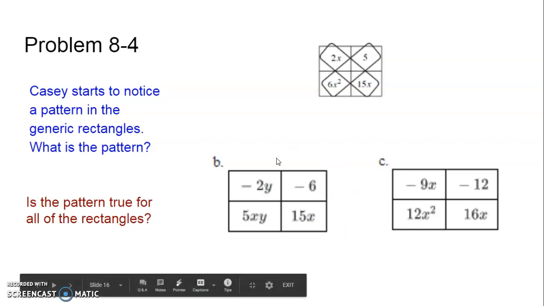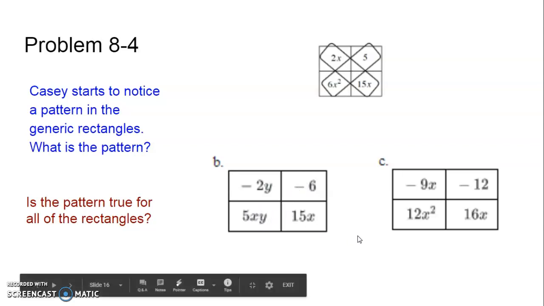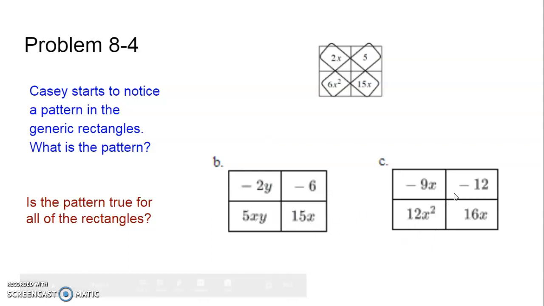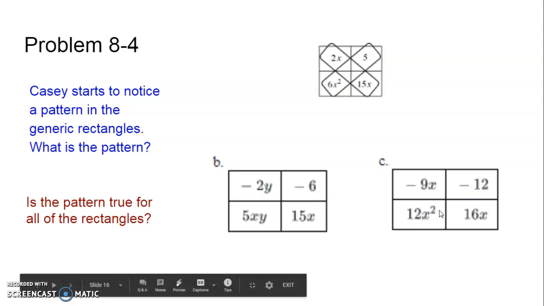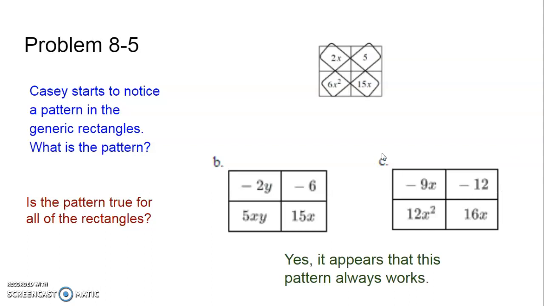So we've got 15x times negative 2y. So 15 times negative 2 is negative 30, so negative 30xy. And then 5xy times negative 6, all right, that's negative 30xy. Yep, same. I hope you can see why we've been reviewing exponent rules here. We're going to be using them quite a bit. All right, what about this one here? So 12x squared times negative 12. So 12 times negative 12 is negative 144. So this would be negative 144x squared. And 16 times negative 9, that's also negative 144. And then we've got x times x. So yeah, both of the products here are negative 144x squared. So yes, it appears that this pattern always works.